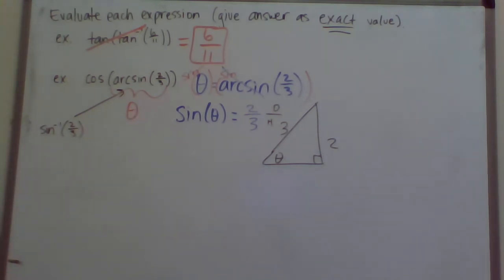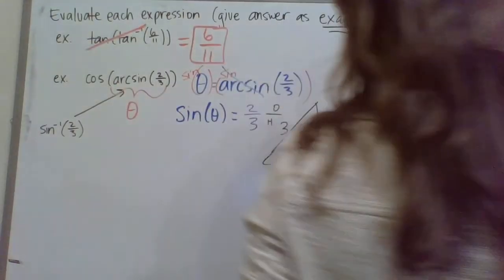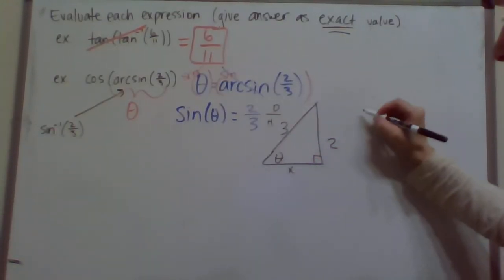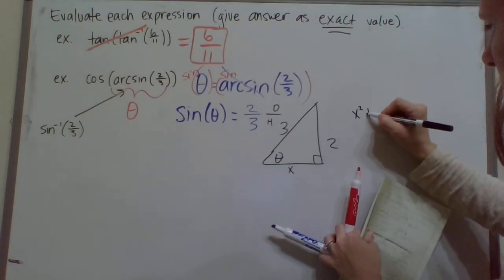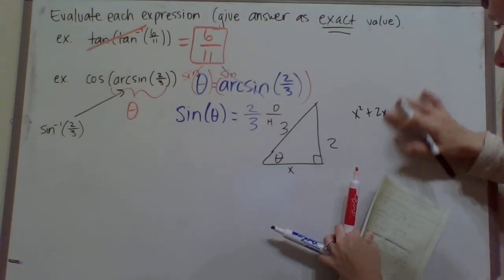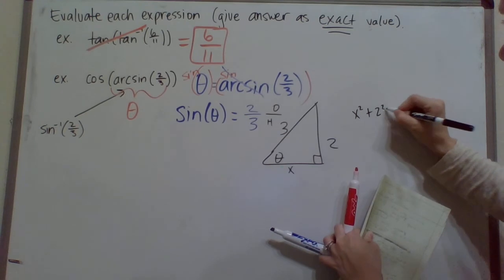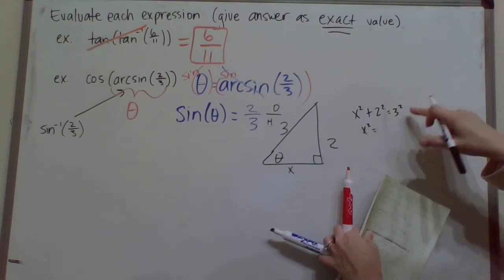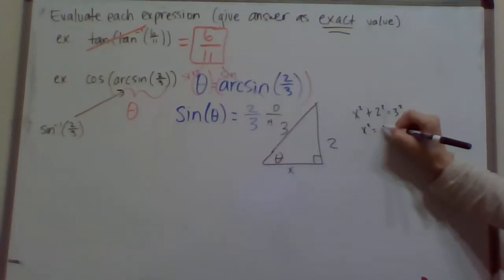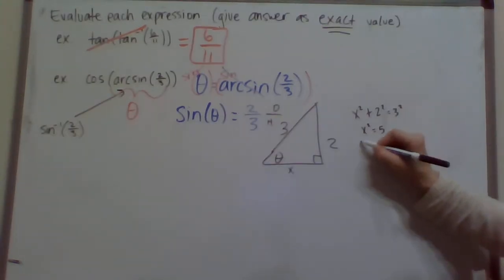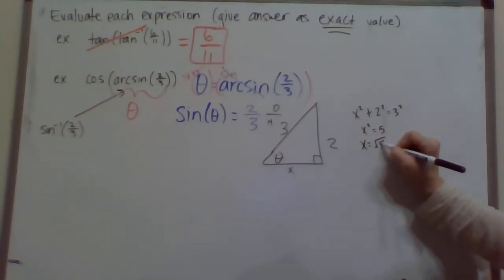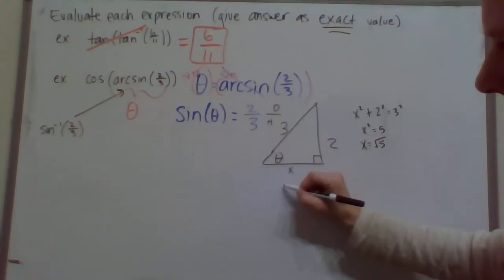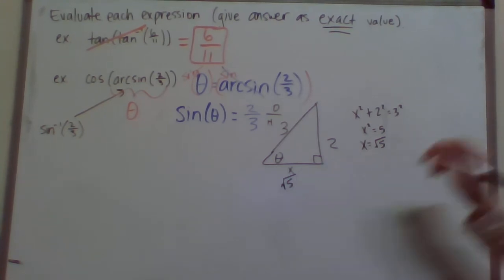If I do the Pythagorean theorem, let's just call this x for now. So I have x squared plus 2 squared equals 3 squared, then I'm going to get x squared equals 9 minus 4, which is 5. So then I get that x is equal to the square root of 5. Remember, I disregard the negative one. So down here, I have the square root of 5.